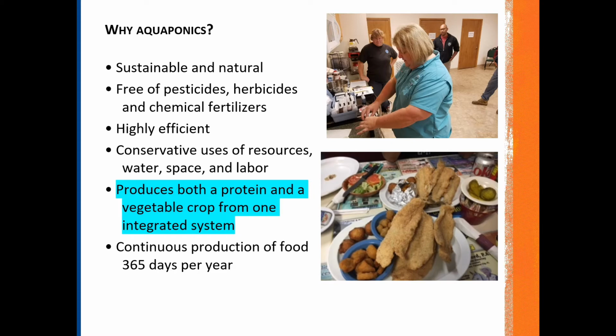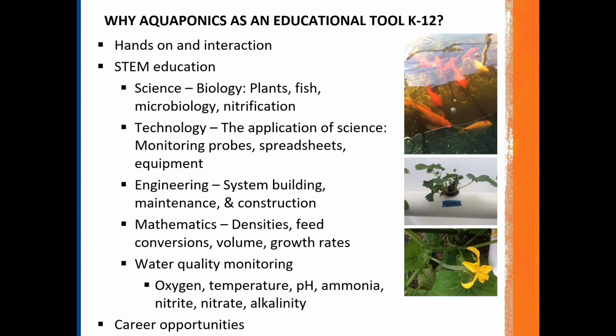The biggest benefit I see is that it produces both a protein and a vegetable crop from one system. Here you see a typical catfish dinner, so you could actually produce this catfish right here. You could grow cucumbers and make these pickles, and you could definitely grow lettuce and tomatoes in your aquaponic system. So you could actually make a fish sandwich, except for the bread part of it. And it is continuous production of food all year round, especially if you have a climate-controlled facility. So a lot of benefits to using aquaponics in general to grow food, and specifically in the classroom.